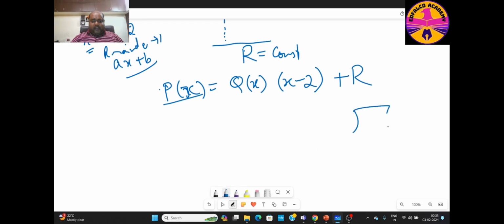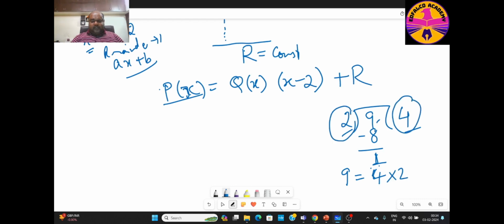Suppose you are dividing a very simple number, let's say 9 by 2. How many times will it go? It will come 4 over here, and 9 minus 8, you will get 1. So 1 is the remainder, 4 is the quotient, 2 is the divisor, and 9 is the dividend. You can always get 9 like this: 4 into 2, which means you are multiplying the quotient with the divisor, and then plus 1, which is the remainder. So you are going to get 9.